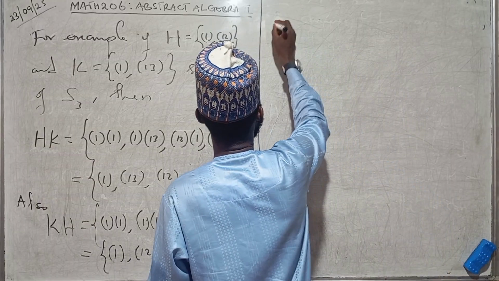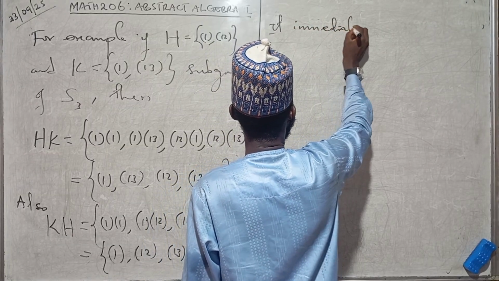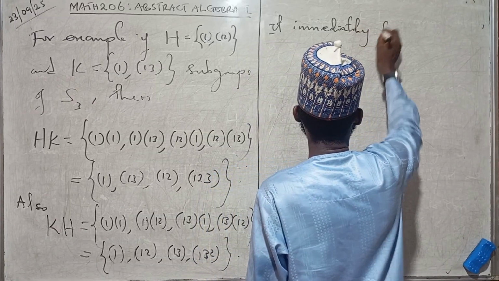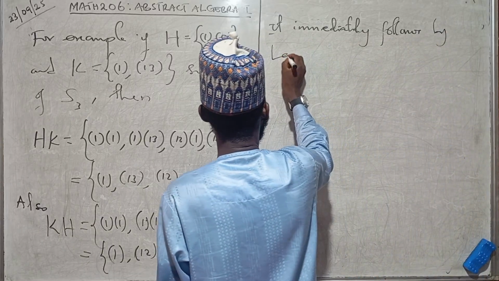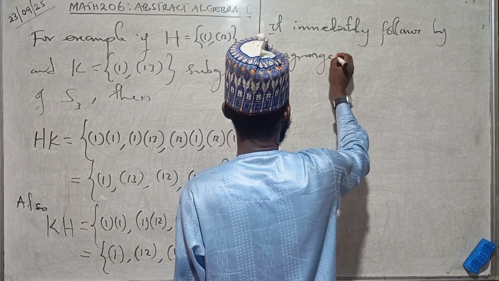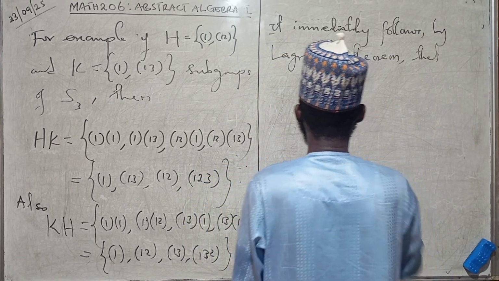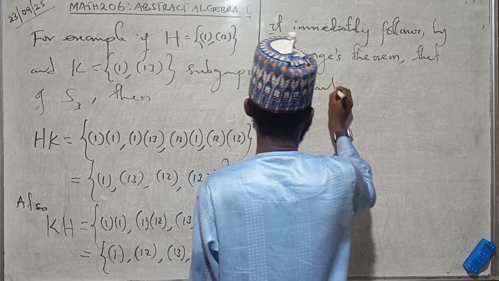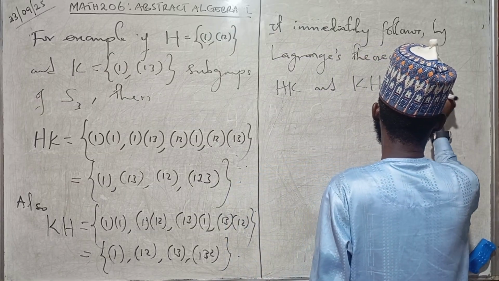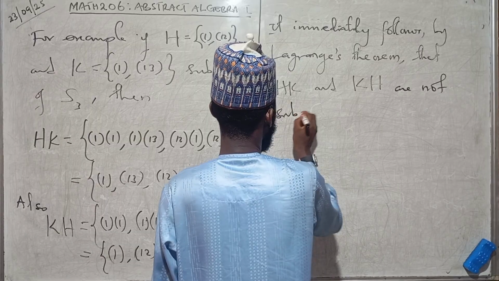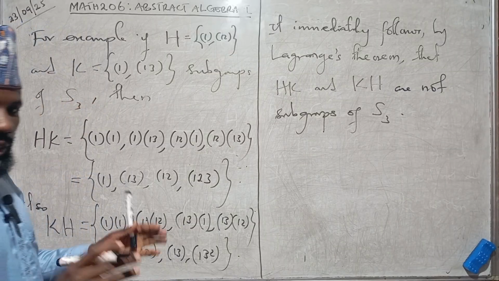So it immediately follows from Lagrange's theorem that HK and KH are not subgroups of the group S3.